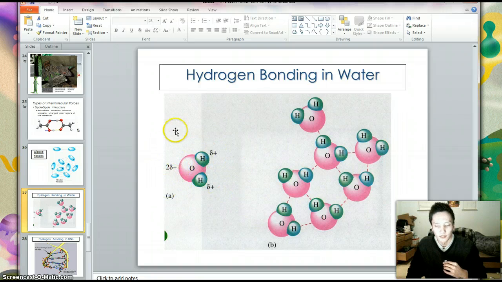If you have a whole bunch of molecules that have hydrogen, we are going to have attraction between the electronegative atom of one molecule and the hydrogen of another molecule. And this is how water stays together, you guys. We have a whole bunch of water molecules here, and the dipole-dipole interactions are causing them to stick together.